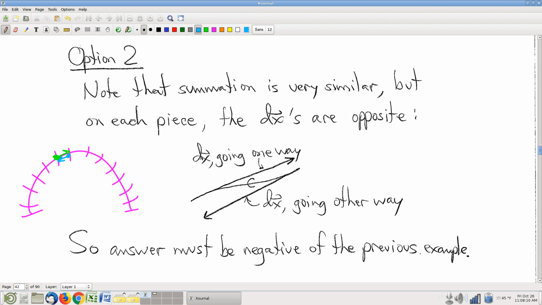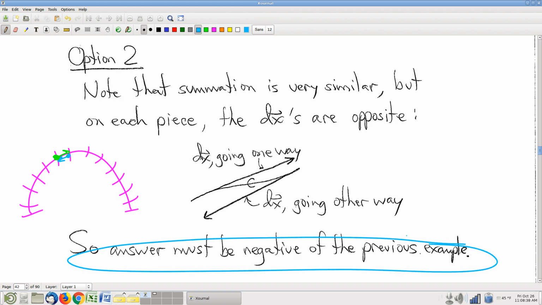So you can just think of these integrals as Riemann sums and observe that these two Riemann sums are identical everywhere. You're adding up on all of the same pieces with all of the same forces at all of those same locations and then dotting them with the only things that are different, displacement differentials that are exact negatives of each other. And so from this Riemann sum point of view, your answer has to be the negative of the previous example.